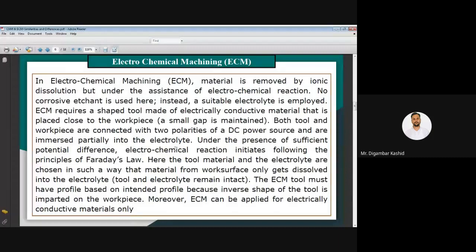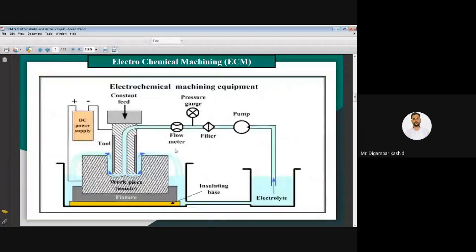So please note down, this electrochemical machining process is totally based on the principle of Faraday's law. And the basic condition is that electrochemical machining can be applied for electrically conductive metal only. So both the tool as well as your workpiece should be electrically conductive. You can see here, DC power supply ला मी टूलला आणि वर्कपीसला कनेक्ट केलंय. So workpiece will act as anode, that is the positive terminal, and your tool will act as a cathode, the negative terminal.